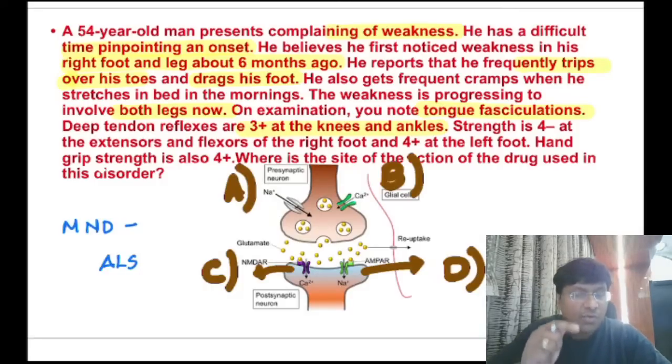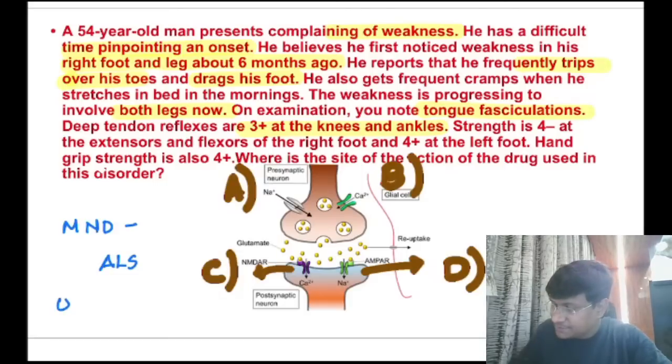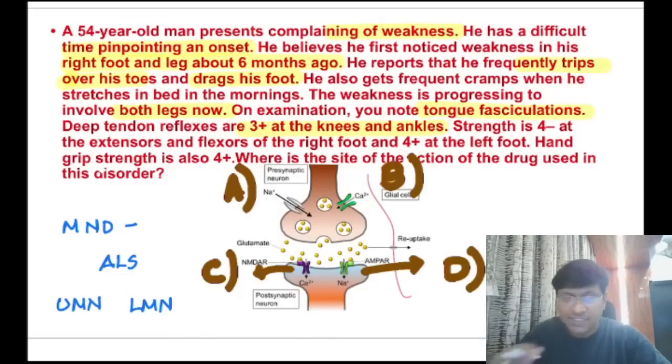Now, how will you tell that it is amyotrophic lateral sclerosis? Because in this patient, upper motor neuron signs are there and lower motor neuron signs are also there. What are the upper motor neuron signs? Let me circle them with the blue color. The deep tendon reflexes 3 plus, that is an upper motor neuron sign. That is exaggerated deep tendon reflexes. Normally, deep tendon reflexes will be only 2 plus.